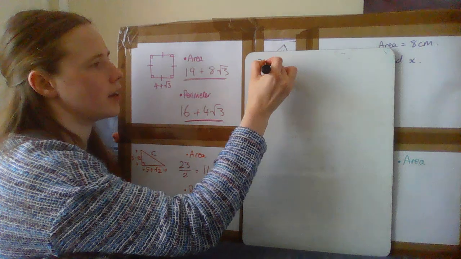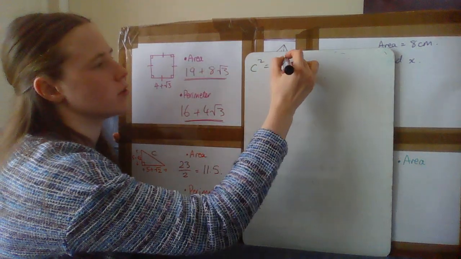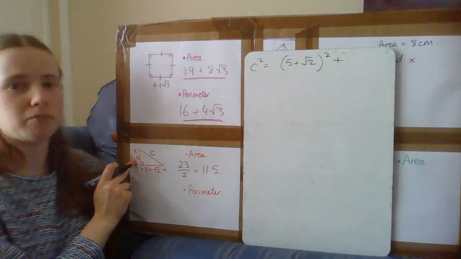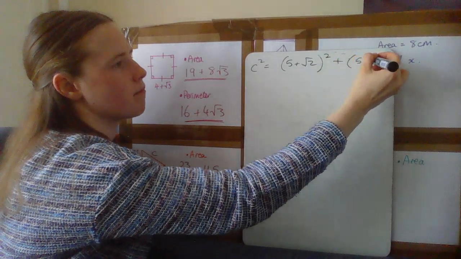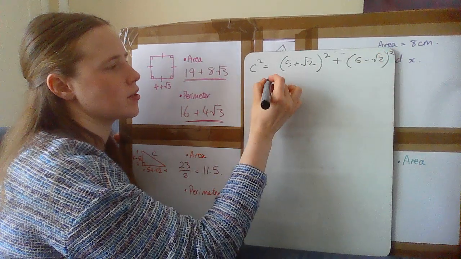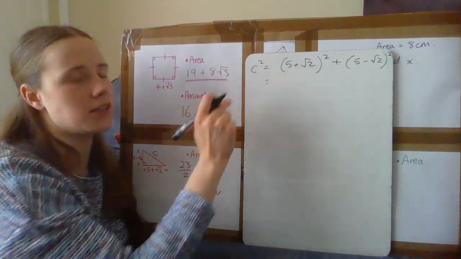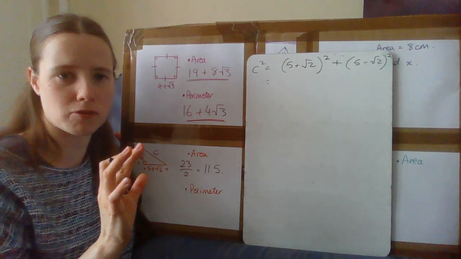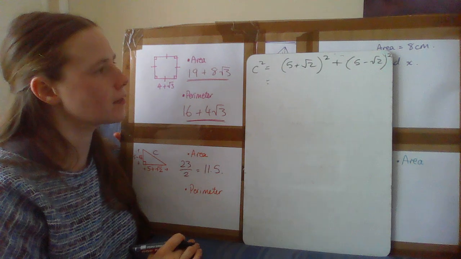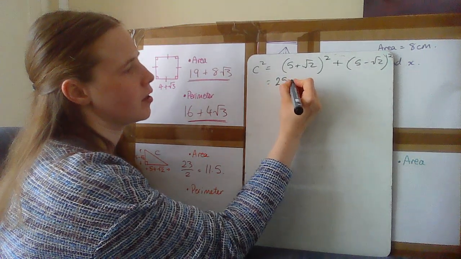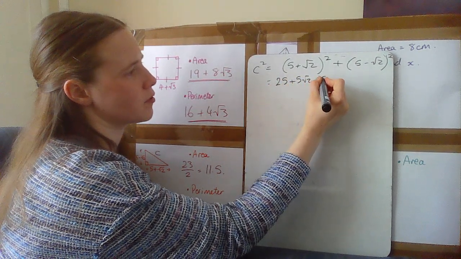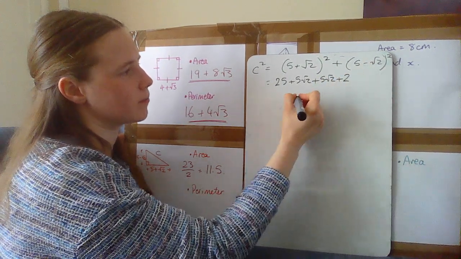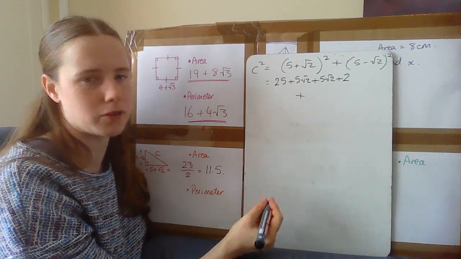So C squared is going to be 5 plus root 2 squared plus 5 minus root 2 squared. I'm just going to go through the process, remembering that at the end I need to do some square rooting as well. So 5 plus root 2 squared is 5 plus root 2 times 5 plus root 2. That's going to come out as 25 plus 5 root 2 plus 5 root 2 plus 2. And then the second bit, sorry, I'm just going to have to put it on a second line so I can fit it all on.